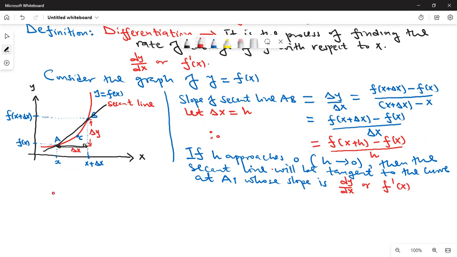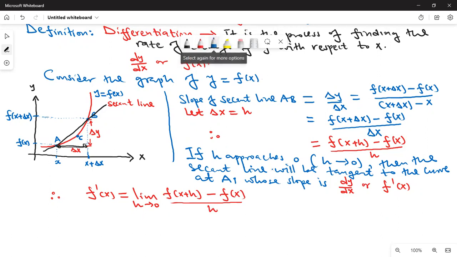Therefore, those two slopes are equal, so we can say that f prime of x, or dy dx, is equal to the limit as h approaches 0 of f of x plus h minus f of x, and everything divided by h. So this f prime of x is the same as the limit as h approaches 0 of the slope of the secant line.